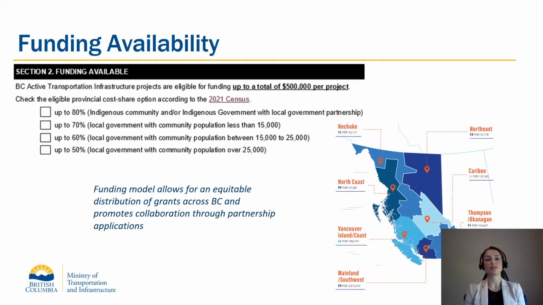Communities with a population between 15,000 and 25,000 may receive up to 60%. And communities that are 25,000 and over may receive up to 50% of their project funded. These are all up to a maximum of $500,000. Our goal is to have an equitable distribution of funding around the province.